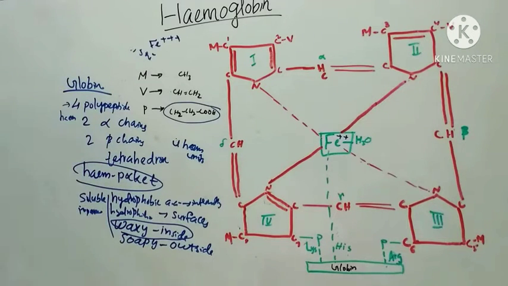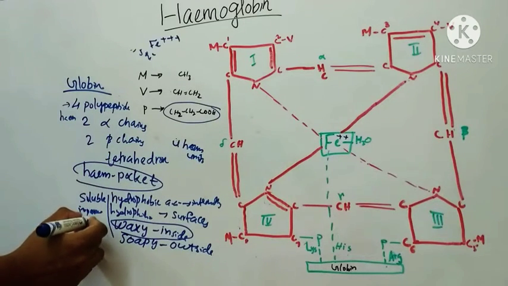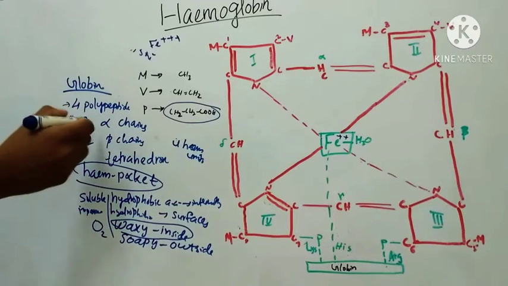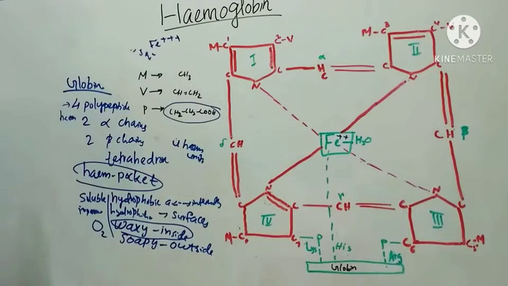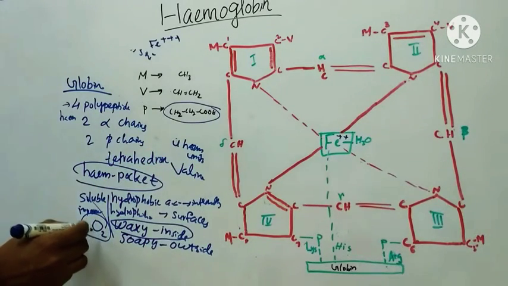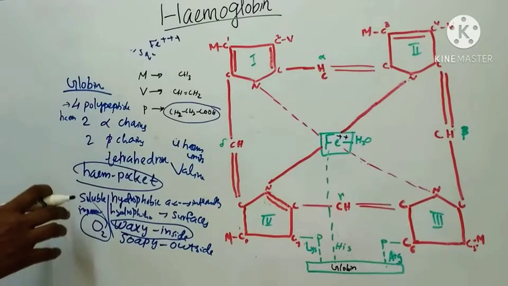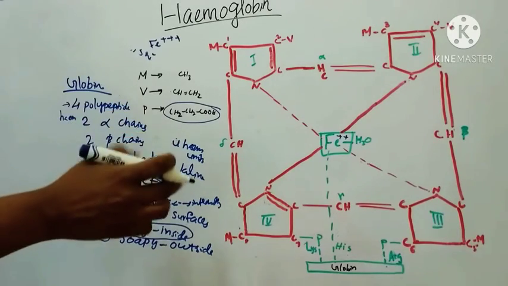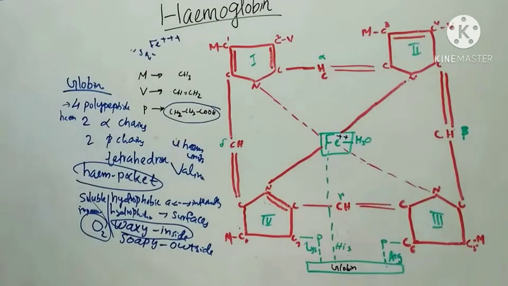amino acids. The heme pockets of alpha units are of a size just adequate for the entry of the oxygen molecule. But the entry of oxygen into the heme pockets of beta subunit is blocked by a valine residue.